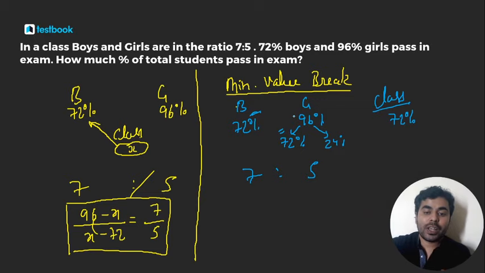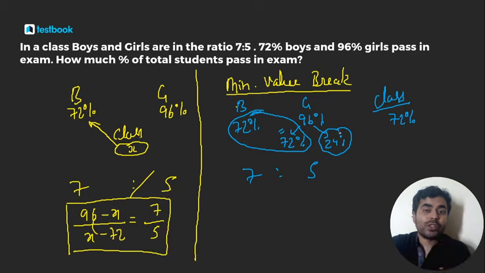So what we can conclude from this data, only this data, 72% boys and 72% girls are clearing the exam, we can say that 72% of the class is definitely going to clear the exam. Now this 24% of girls will also impact the percentage of the class, right? Since there are some more girls who are clearing the exam, the total clearing percentage in the class is also going to increase.